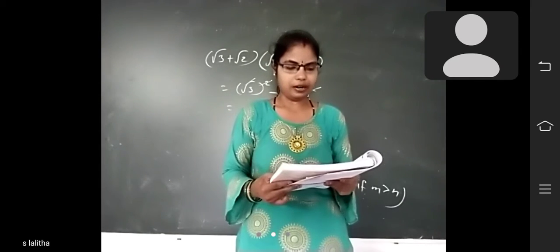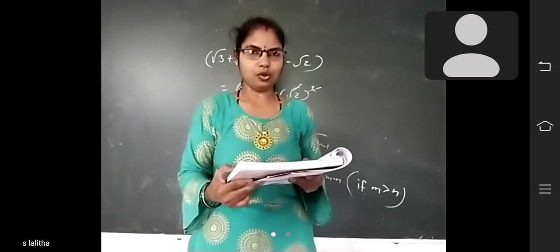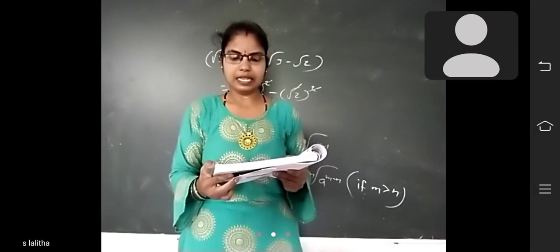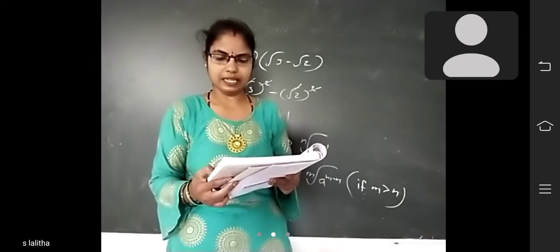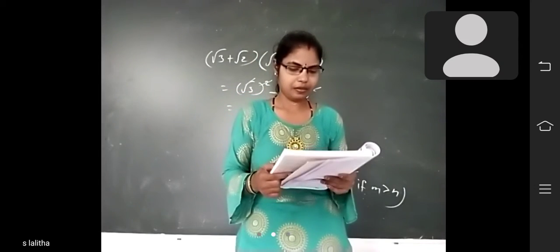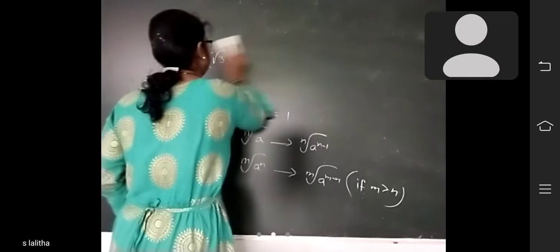Next, some important results. If a plus root b is equal to c plus root d, where a, c are rational numbers and root b, root d are surds, then a equals c and b equals d. See here, what are the surds given here?